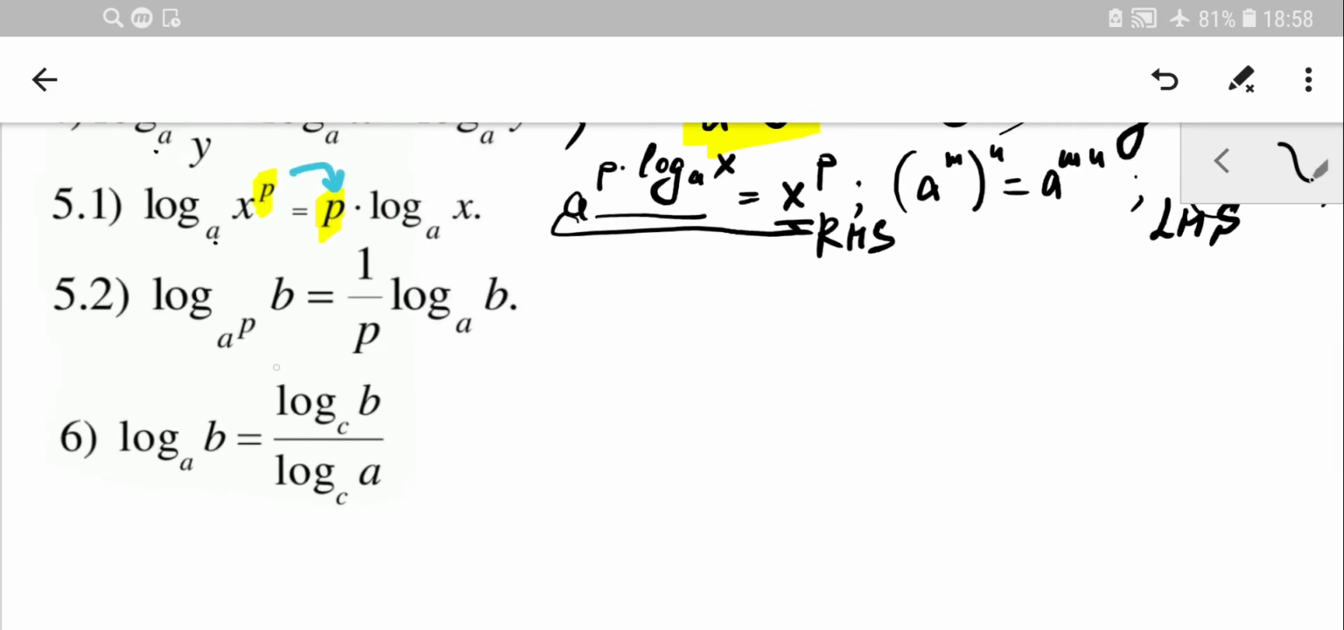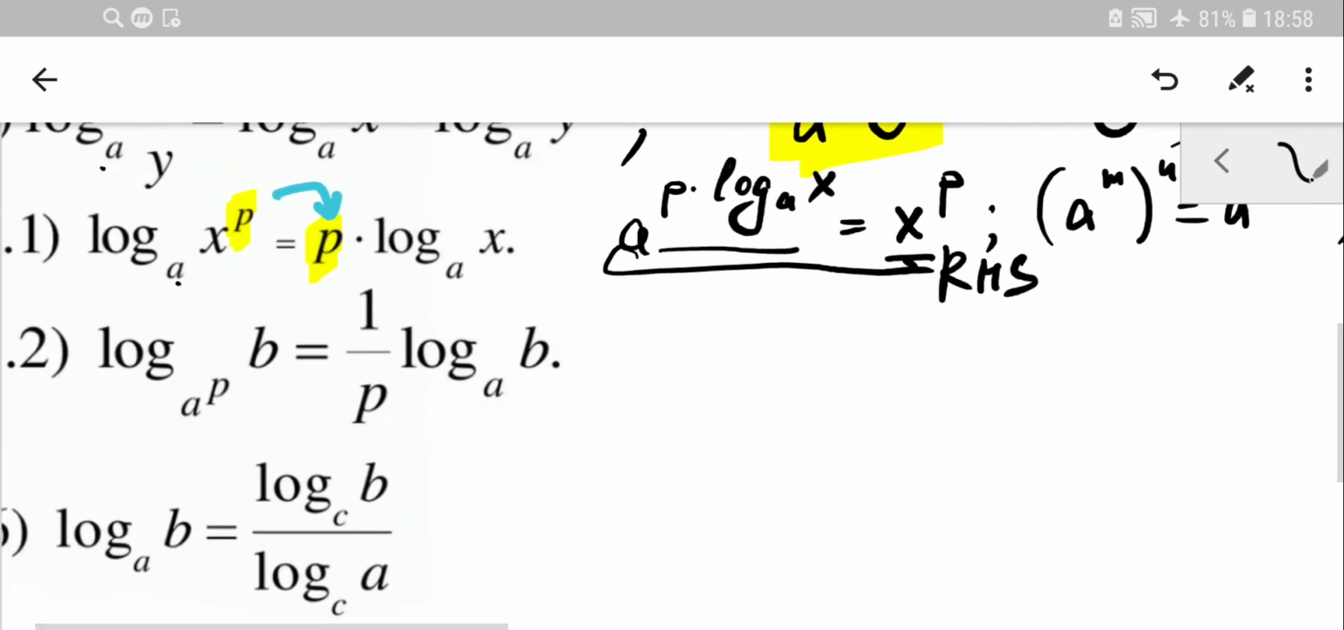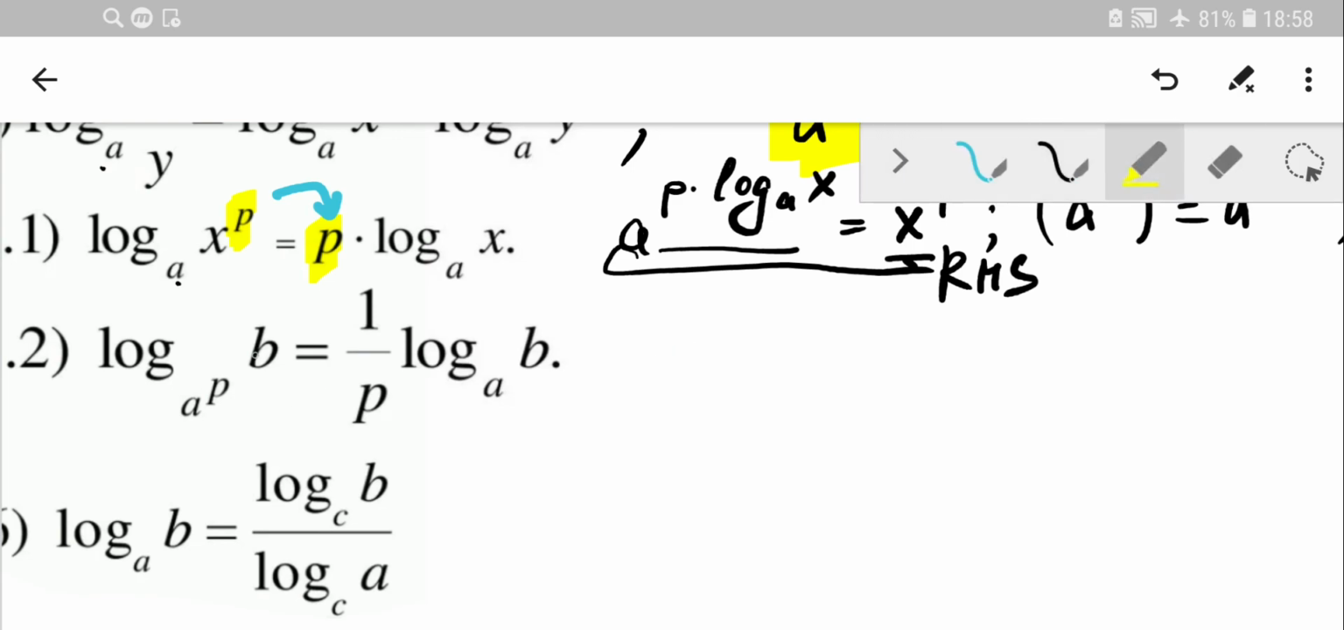So 5.2, another property. Log with the number, so with the base a to the power of p. Okay, so what we're gonna do, let's try to figure out. So we have a to the power of p and to the power of that. Okay, let's do. So we take simply a to the power of p, and what we're gonna do, we just need to raise to there, that's the resultant right hand side. Okay, so we take a to the power of p and raise up to the power 1 over p.